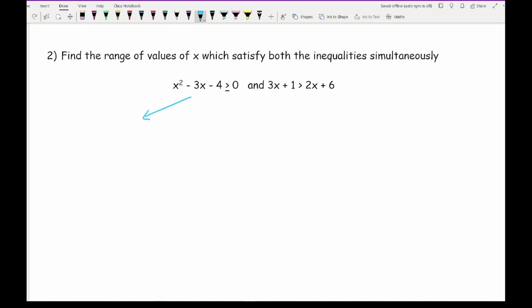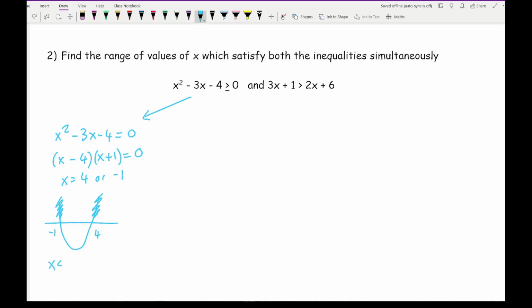Looking at this, we know it's a parabola, so if I replace the inequality with an equal sign and then go on and solve this, this does factorize: x minus 4 and x plus 1 equals 0. So x equals 4 or minus 1. Now I want it where it's greater than, so I want these values here. So x has got to be less than or equal to minus 1, or x has got to be greater than or equal to 4. So they're the two possible answers that I have got for this quadratic part.